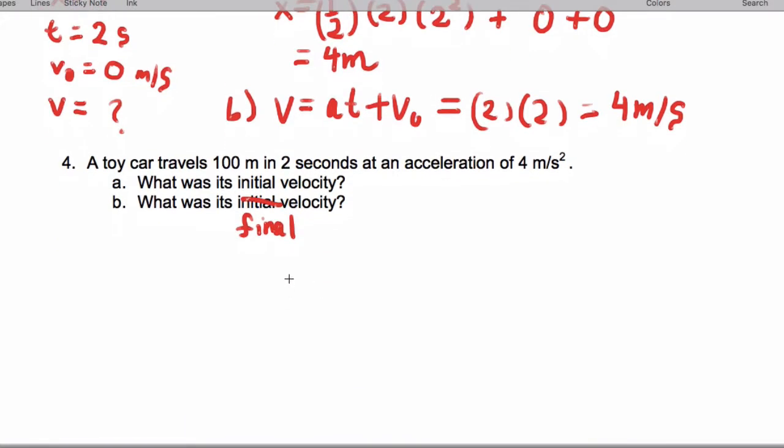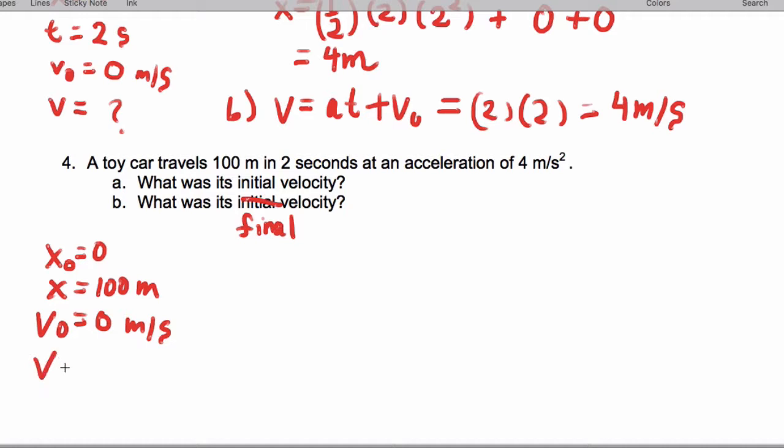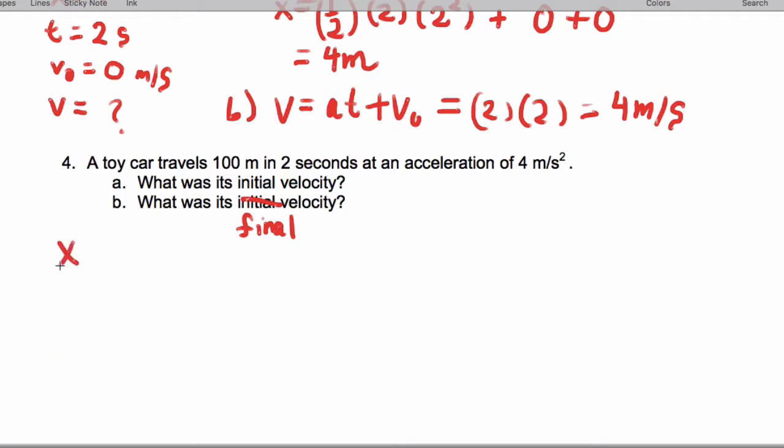So we have a toy car traveling 100 meters in 2 seconds, and we have its acceleration. Let's write out everything that we know. We assume it starts from a position of 0. It ends up 100 meters away. Its starting speed is, actually, we don't know its starting speed. That was actually one of the unknowns.